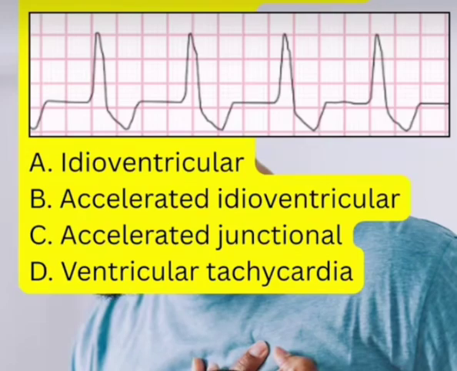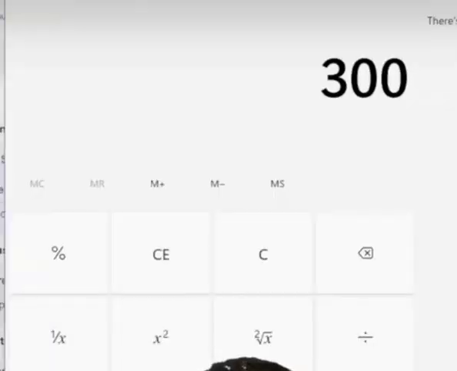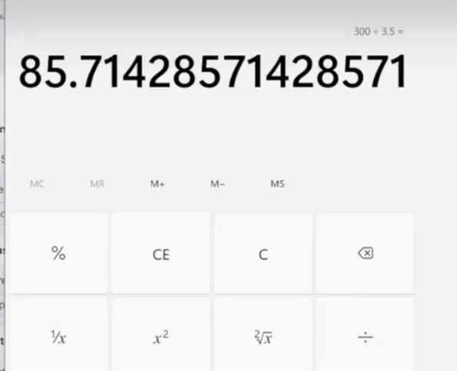And I can see there that there's 1, 2, 3, about 3.5 large boxes in between each R wave. What I'm going to do now is take the number 300. By the way, you can use a calculator on your national exams. You should be able to use a calculator. So we're going to do 300 divided by 3.5. And that gives us a heart rate of about 86 beats per minute.